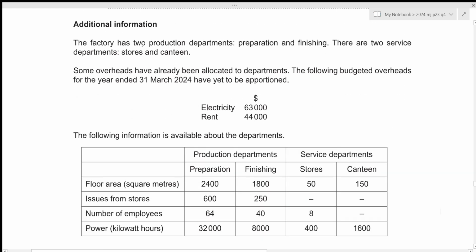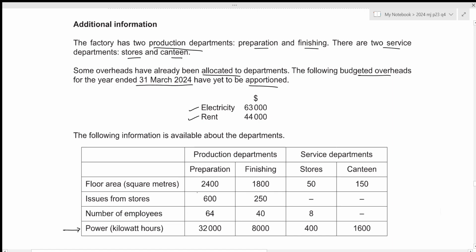We have been given additional information. The factory has 2 production departments, preparation and finishing. There are 2 service departments, stores and canteen. Some overheads have already been allocated to departments. The following budgeted overheads for the year ended 31st March 2024 have yet to be apportioned. So we have the overhead for electricity and rent, and this is yet to be apportioned to the departments. For electricity, a suitable basis for apportionment would be power, which is kilowatt hours.